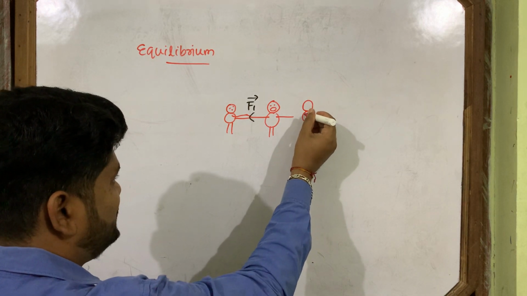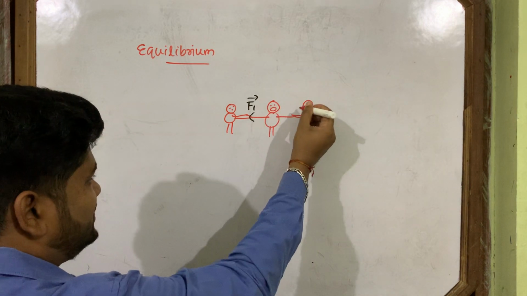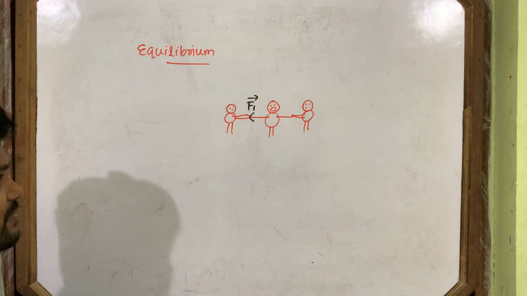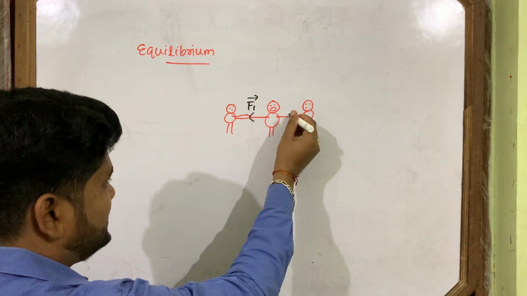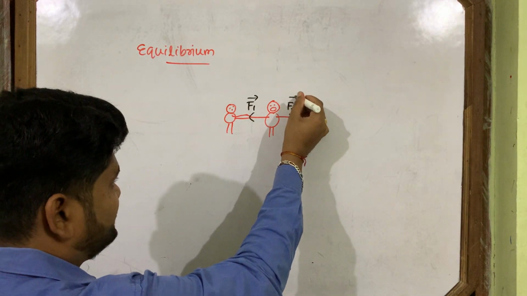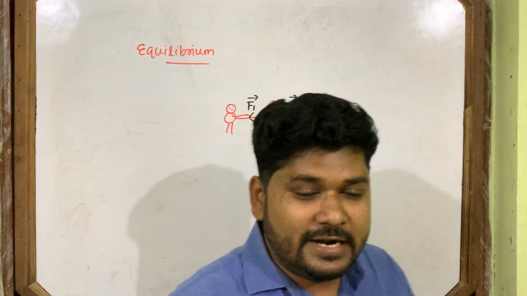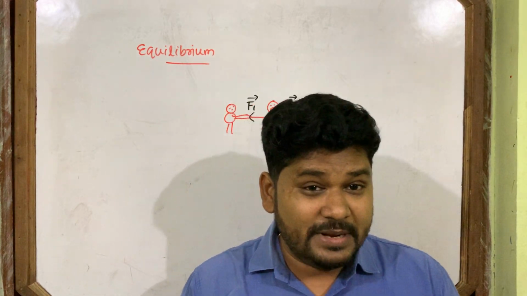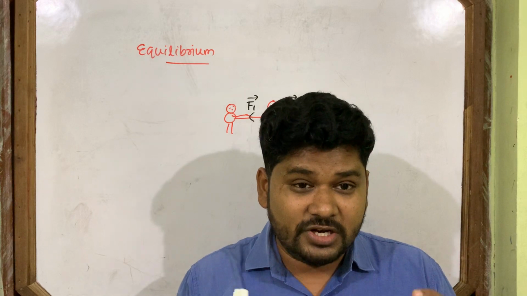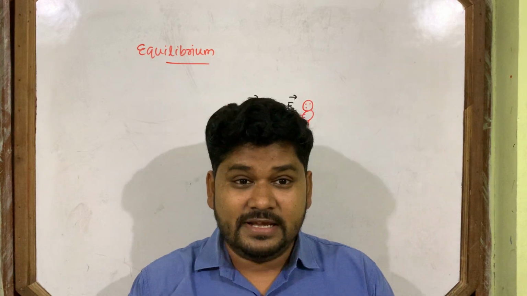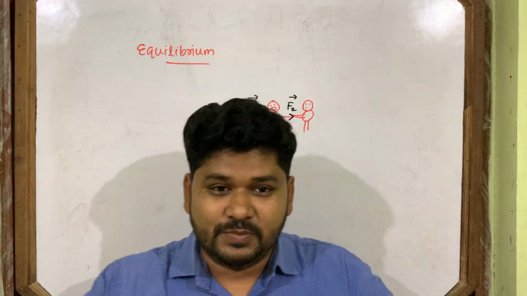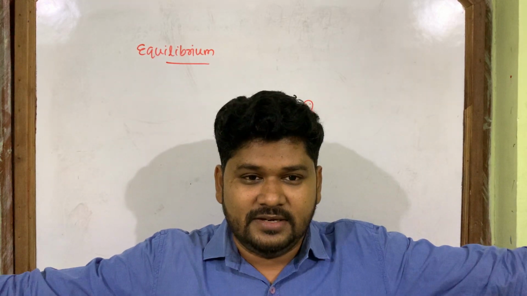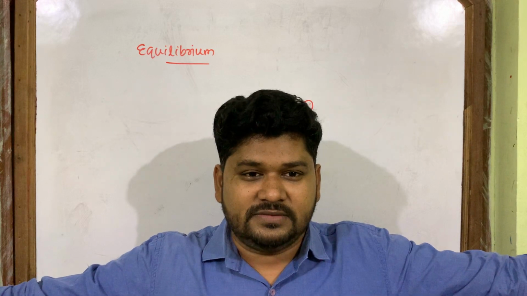Now he is again dragging you with some force. How much force is that? F2 force. And you are at rest. When you are at rest, the net force on you is 0. Two friends are stretching, one from this side, one from this side. But you are at rest.